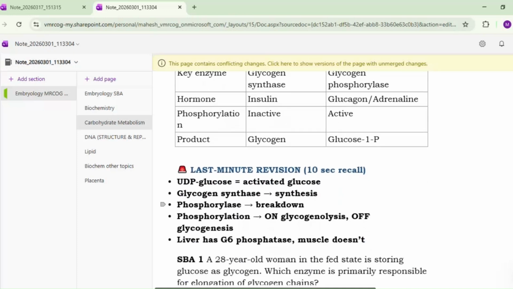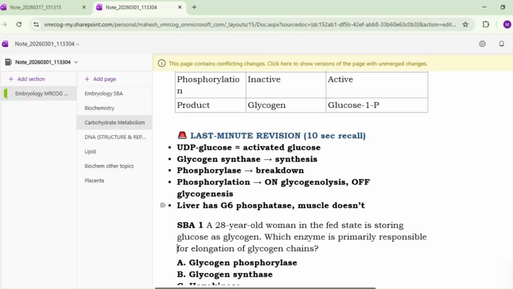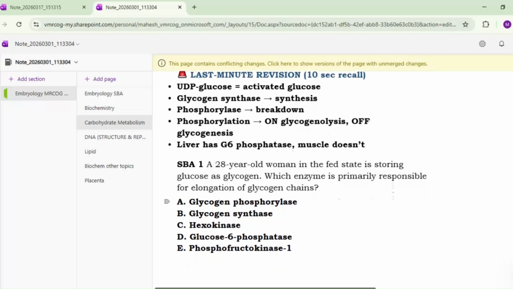Okay, so let me recapitulate. UDP glucose is the activated form of glucose. Glycogen synthase will lead to the synthesis of glycogen. Then phosphorylase will lead to the breakdown, that is glycogenolysis. Phosphorylation on leads to glycogenolysis. Phosphorylation off leads to glycogenesis. Liver has glucose 6-phosphatase, but muscle doesn't.